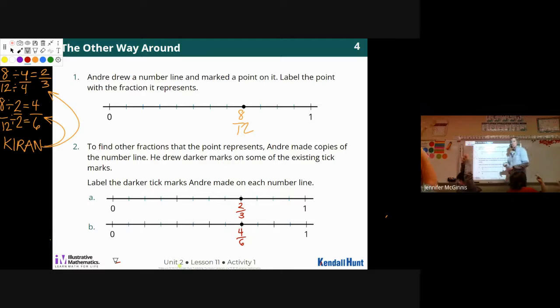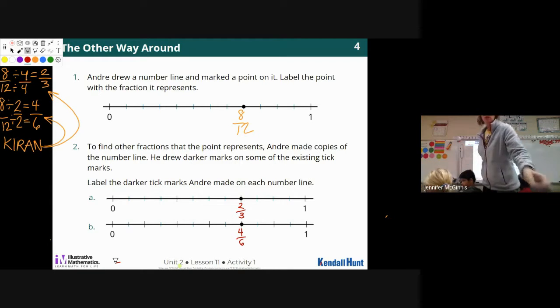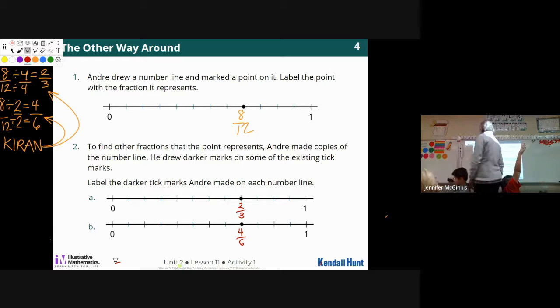All right, what did our tables talk about here? What do you notice about the relationship between Chiron's work here with the division and these number lines? What do you notice here, Jaden? They're equal. They're equal because on the number line they're at the same place as well. The 2/3 and the 4/6 are equal, as well as 8/12 because they hit the same place in the number line. What else did you guys talk about, Tucker?